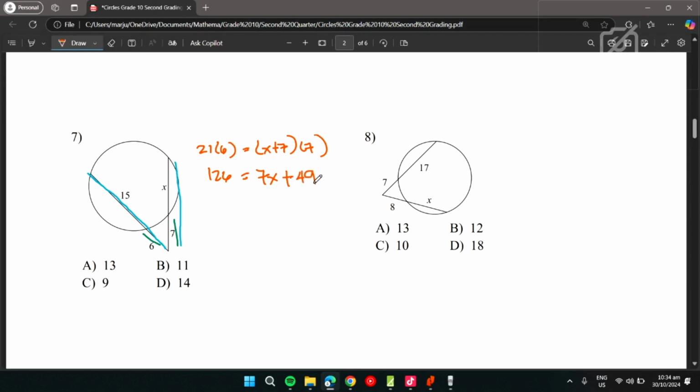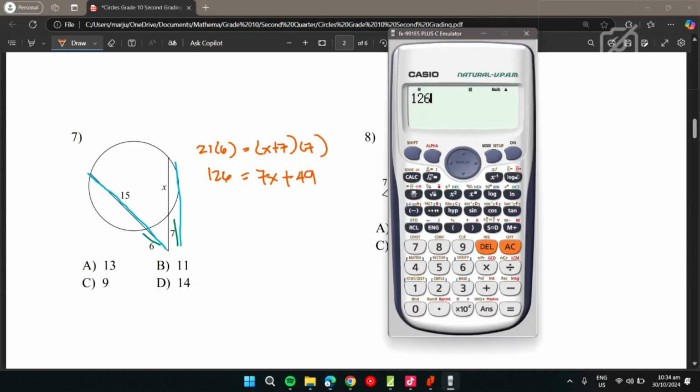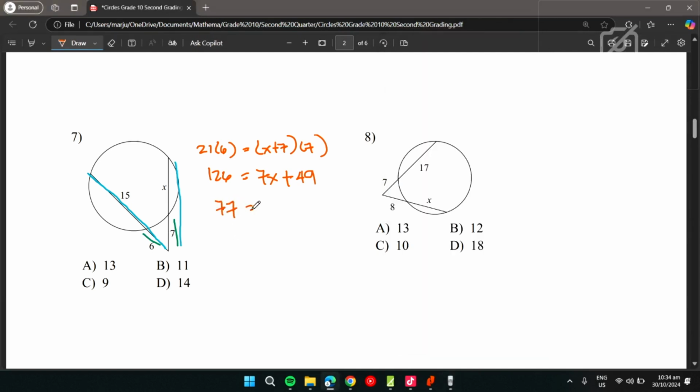And then we solve for x. 126 minus 49 gives you 77. So 77 equals 7x. Divide both sides by 7 to get x. So 11 equals x. And what letter is that? That is letter B. Alright?